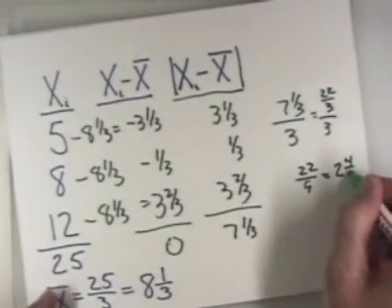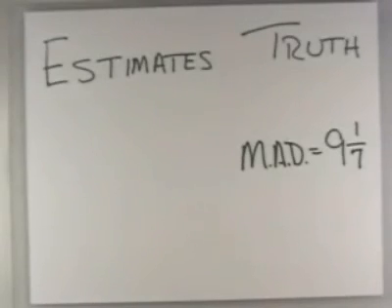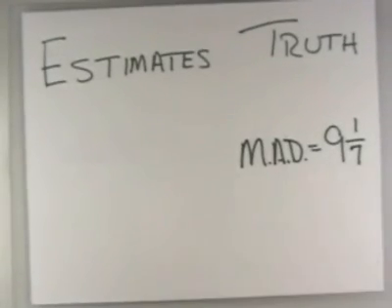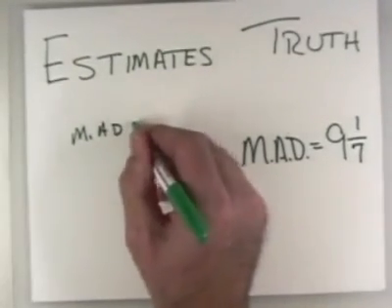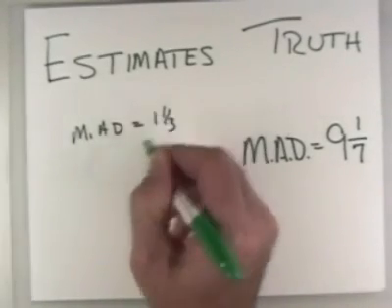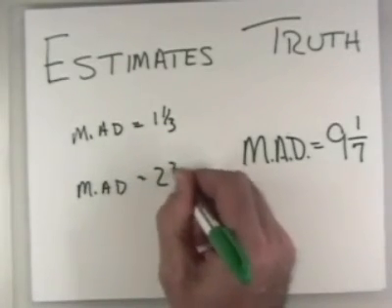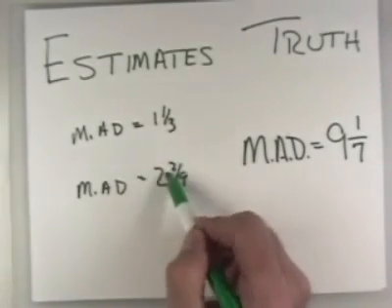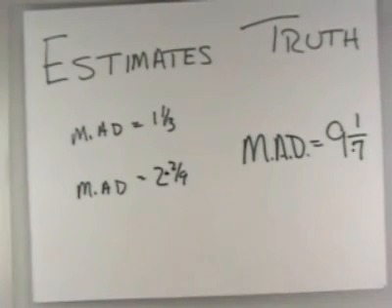Now, if we compare our results here, the true average deviation was 9 1/7. That was based on a census. And we had the mean absolute deviation on this sample was 1 1/3. And the mean absolute deviation on the other sample was 2 2/9. These are statistics. They will vary from sample to sample. They are an estimate of the truth. So I'm going to stop here.